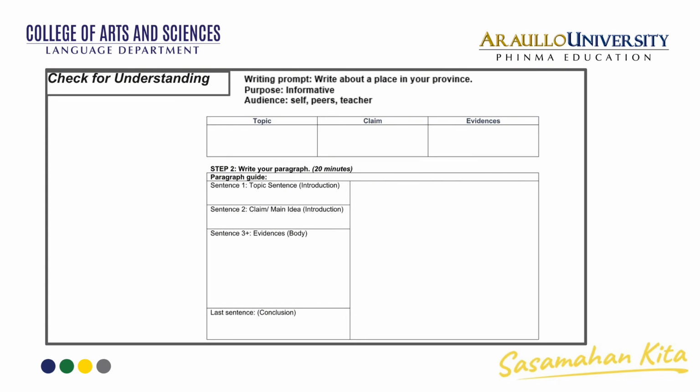So I have a guide here. As you can see, for sentence 1, that will be for the topic. For sentence 2, that will be your claim or your main idea. For sentence 3, 4, and 5, that will be for your evidences. And for the last sentence, that will be the conclusion. Since we are all set, let's have our discussion for today.